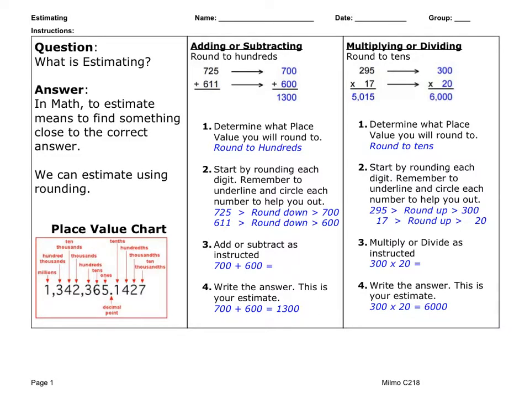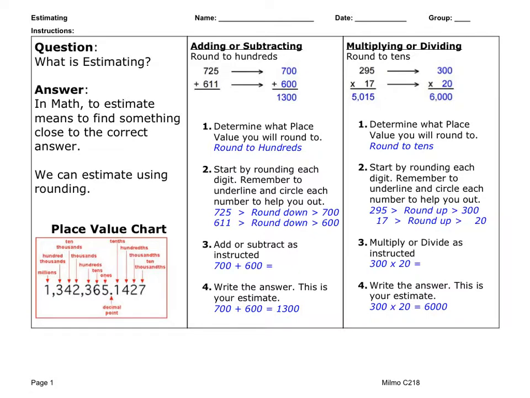So, estimating. Question, what is estimating? In math, to estimate means to find something close to the correct answer. And we can estimate using rounding that we just learned, okay? So, we can do estimating when we add or subtract. We can estimate when we multiply and divide. We can even estimate with fractions, but we're not going to go there, okay?